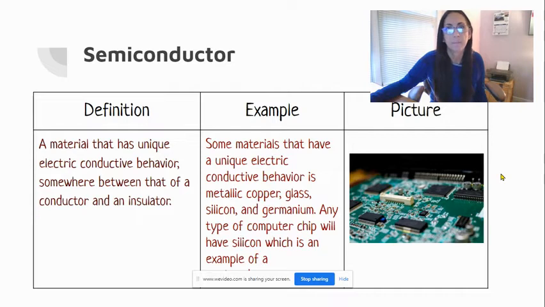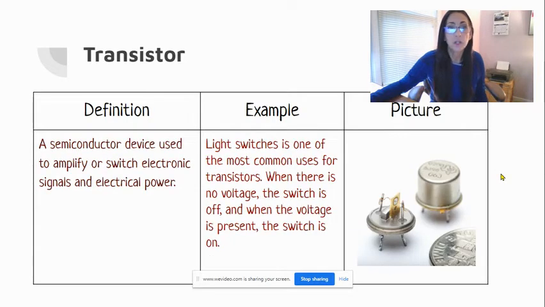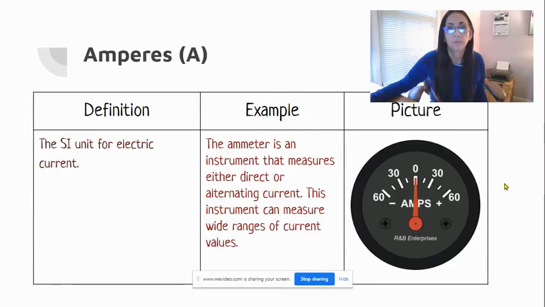That's a really good example, because sometimes in computers, the chips will send electrical impulses to different circuits, and sometimes they will not. A transistor is a type of semiconductor that's used to amplify or switch electronic signals and electrical power. Amps is the SI unit for electric current. That's the flow of electricity in a circuit.